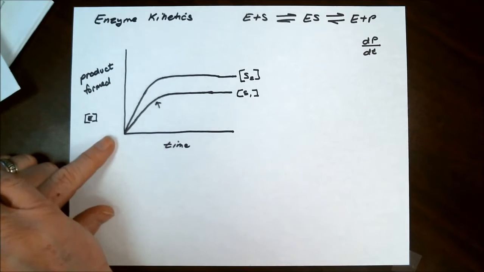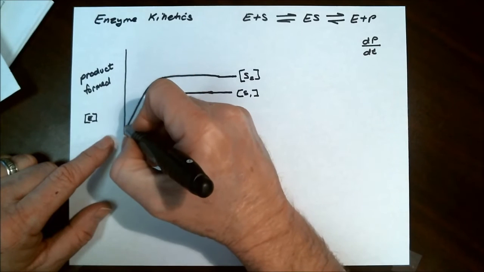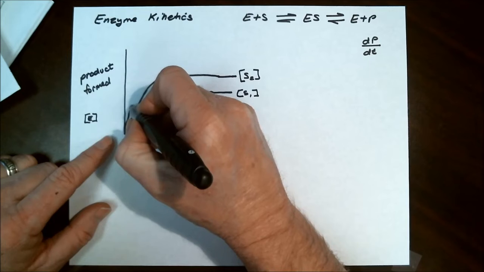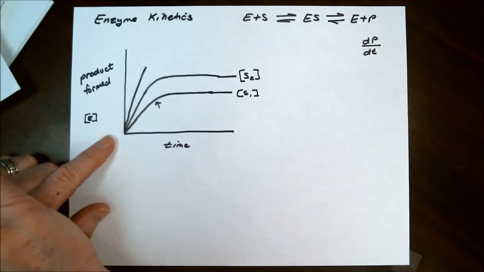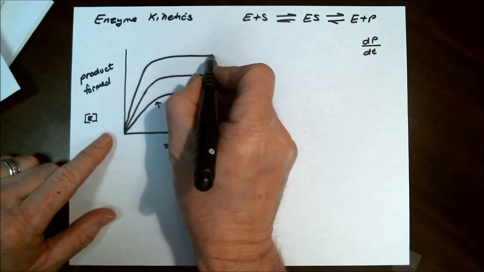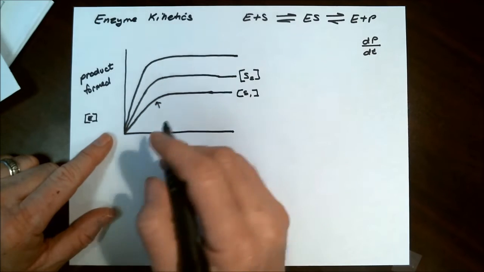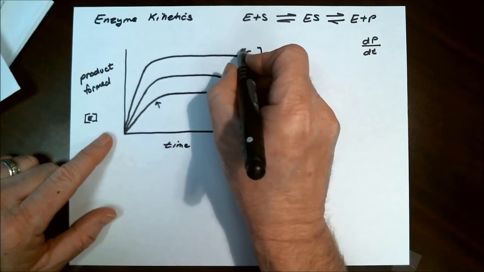Now, what if, again, we do this one more time, but now we add even more substrate? Again, we'll have a linear relationship in the beginning because the enzyme will have plenty of substrate to work with, and it will catalyze the formation of product, which we can measure over time. And once again, we will see that when we become depleted of substrate, the product formation falls off.